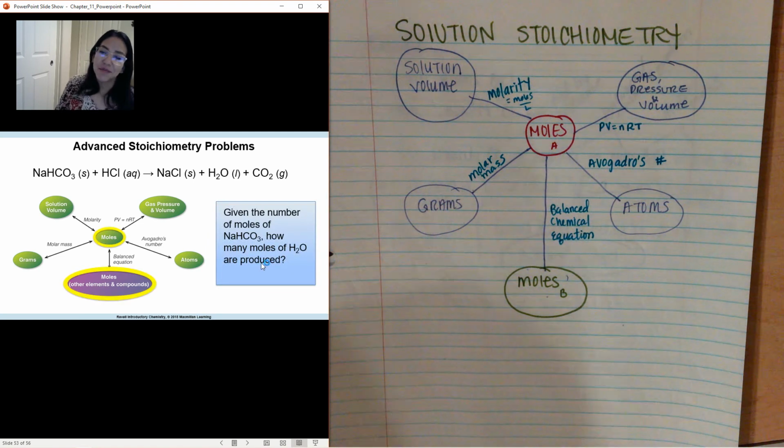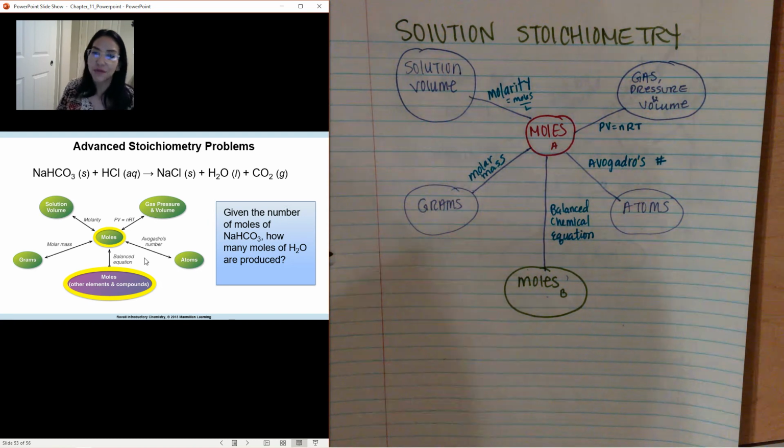Oh, and here's another problem. It's saying, given the number of moles, how many moles of H2O are produced using this? So you're going to go from moles of A to moles of B, and that's it, using the mole-to-mole ratio. That's how you figure it out. And you get the mole-to-mole ratio by the coefficients from the balanced chemical equation.